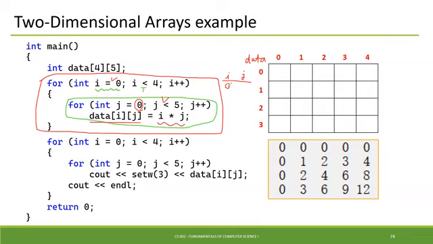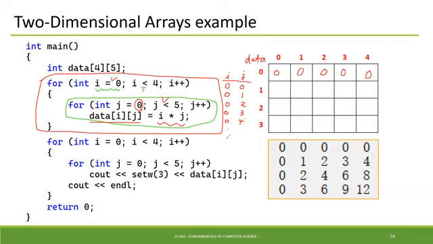So at first 0, 0, right? Data[0][0] has 0 times 0, so it is 0. And i stays the same, j will be incremented by 1. 0 times 1 is 0, and 0 times 2 is 0, and 0 times 3, still 0, and 0 times 4, still 0.